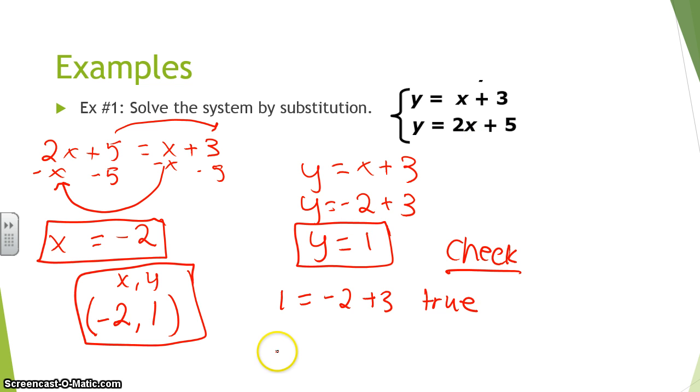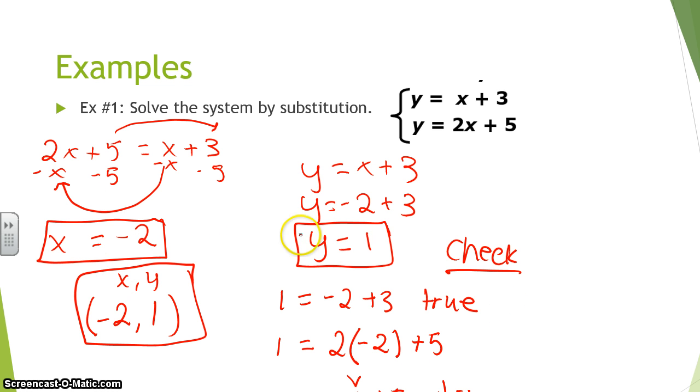Let's look at the next one. Y equals 2 times my x. X is negative 2 plus my 5. So we have negative 4 plus 5. Does that give me 1? Yes, so that is also true. So that's my check step there.